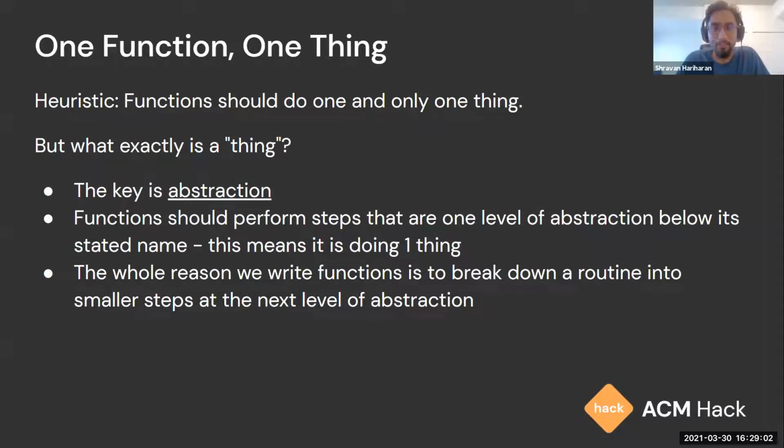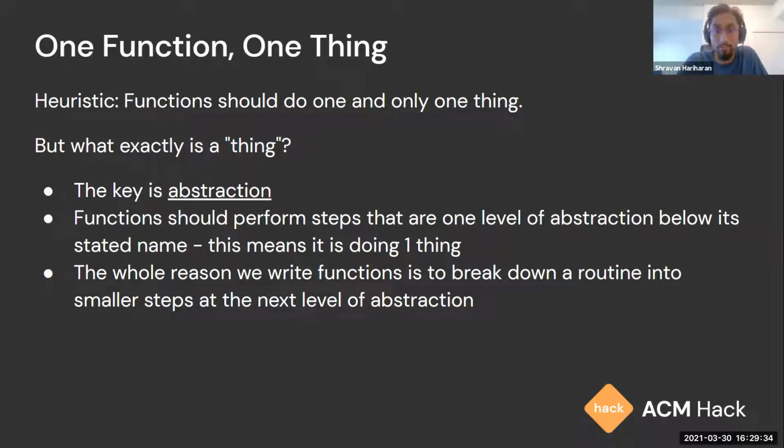Okay, so let's dive into a little bit of abstraction and what we can do. Another heuristic of functions is that functions should do one thing. Okay, what exactly is a thing? So the key to this is abstraction. Functions should perform steps that are exactly one level of abstraction below its stated name. This is what Robert Martin proposes, and it makes a lot of sense. And this is a way to figure out that your function is doing one thing.